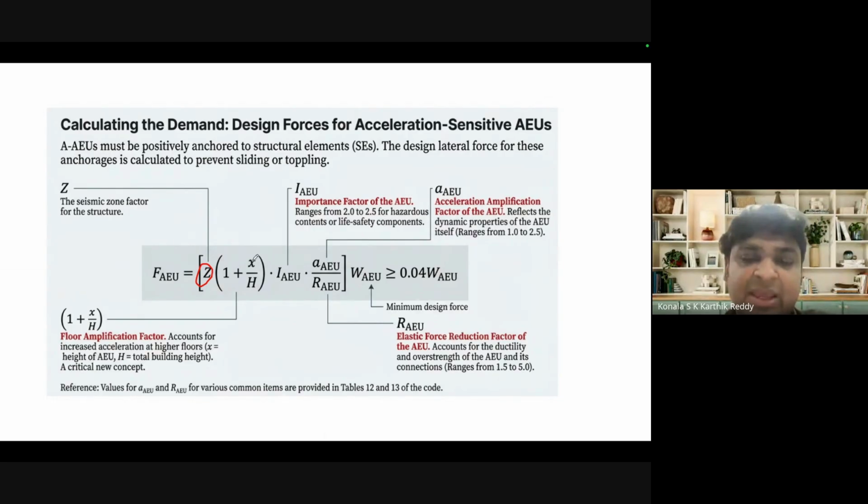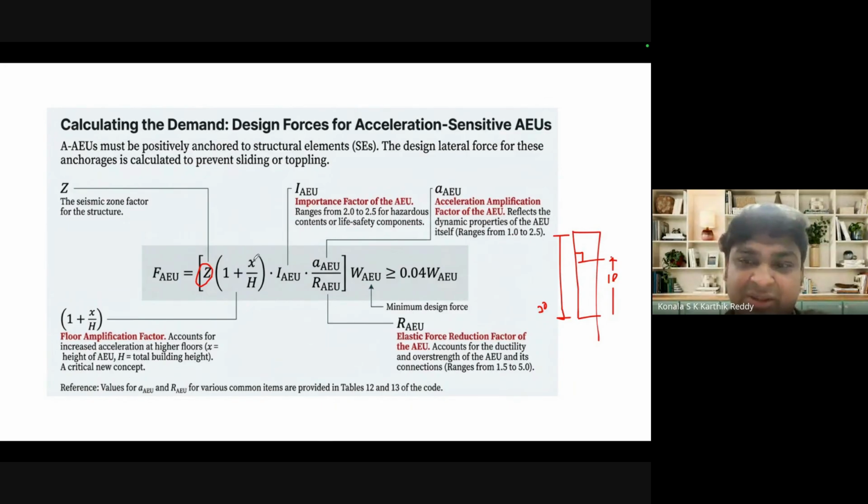X is typically how tall is the structure, the height at which the equipment is placed relative to the structure. Let us say your structure is some 20 meters, the entire height is about 20 meters. Let us say you have placed this equipment somewhere at 10 meters. X will become 10 and H will become 20. So this is just a height amplification factor.